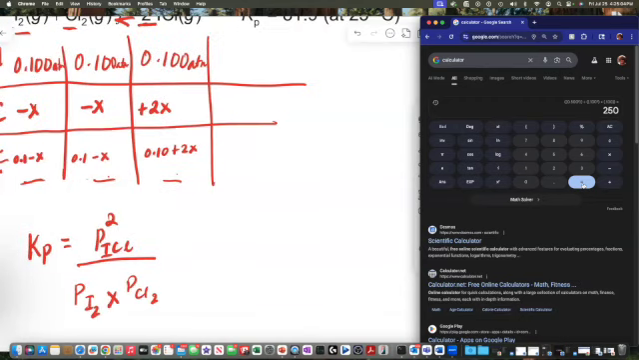So we got Kp equal to P of ICl squared over the pressures of I and Cl. We got that. Okay. Let's plug in our numbers. We haven't covered the 5% rule. I don't think it applies here just yet.